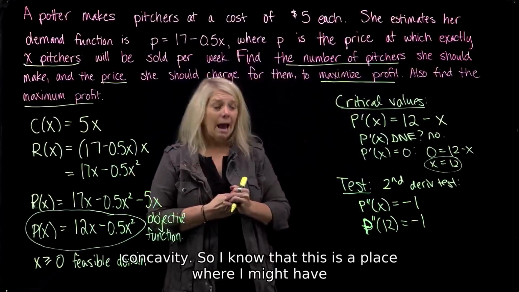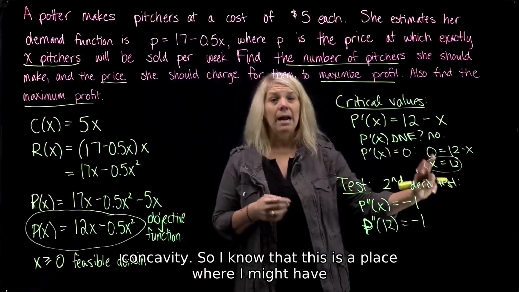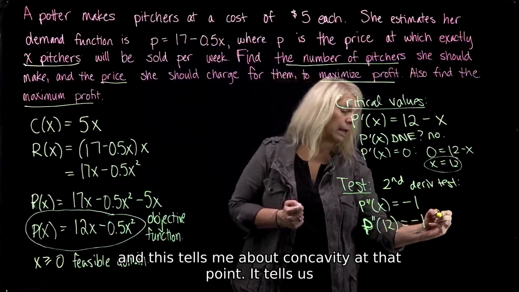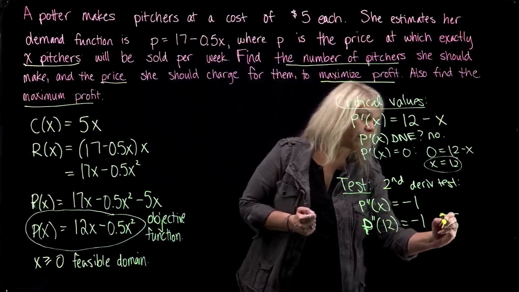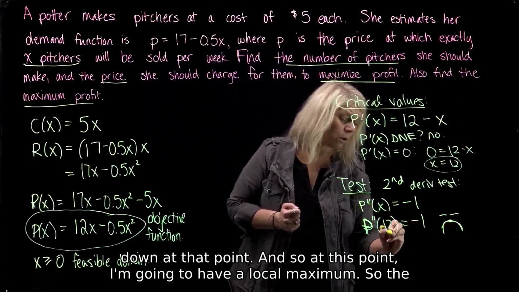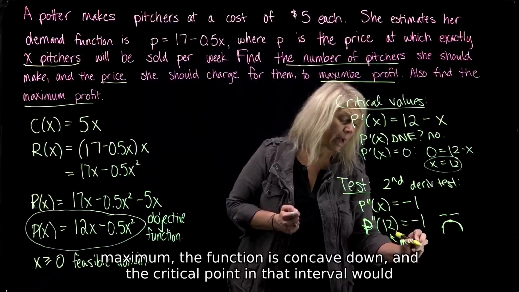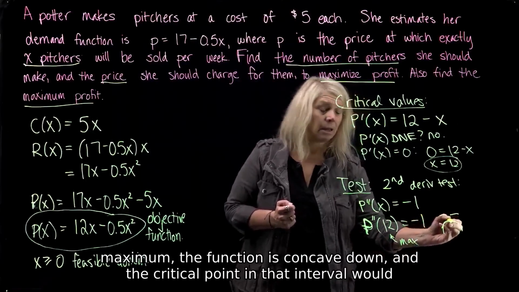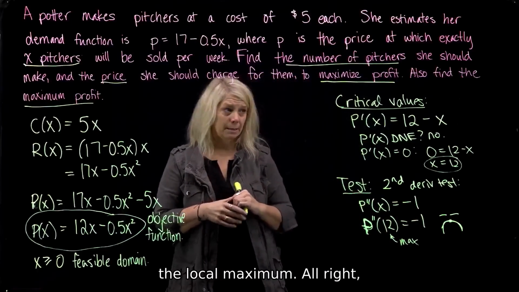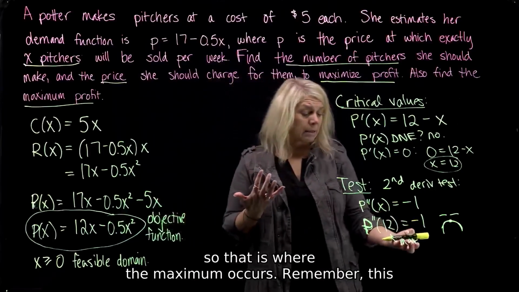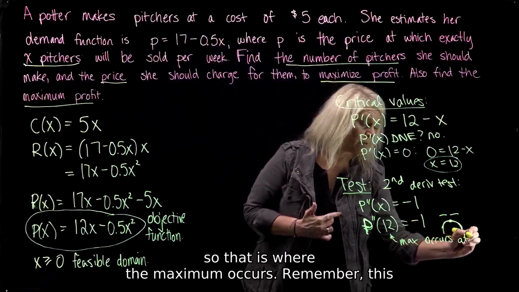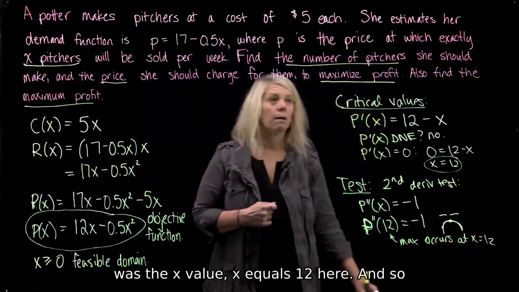Second derivative is about concavity. So I know that this is a place where I might have a maximum or minimum value, and this tells me about concavity at that point. It tells us that the function is concave down at that point. And so at this point, I'm going to have a local maximum. So if the function's concave down, the critical point in that interval would be a high point on the graph. So that would be the location of a local maximum. All right, so that is where the maximum occurs. Remember, this was the x value, x equals 12 here.